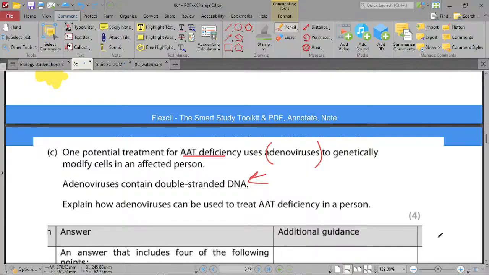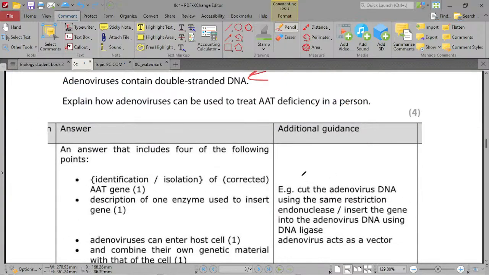So okay, we would use DNA helicase and then restriction endonuclease to remove the gene which codes for AAT in adenoviruses, then insert it into a vector and then insert the vector into a human cell through microinjection. Is that it?